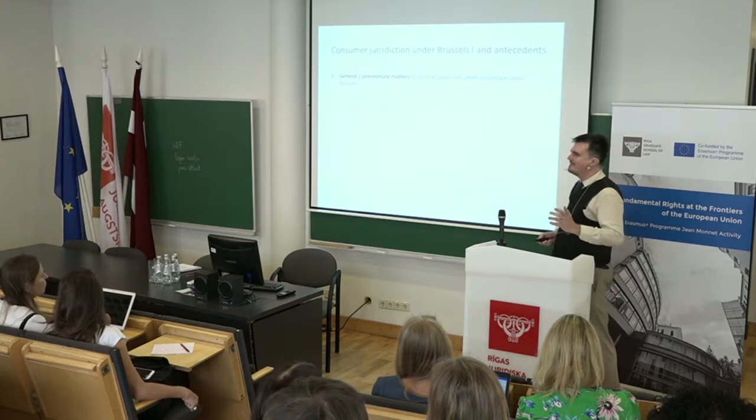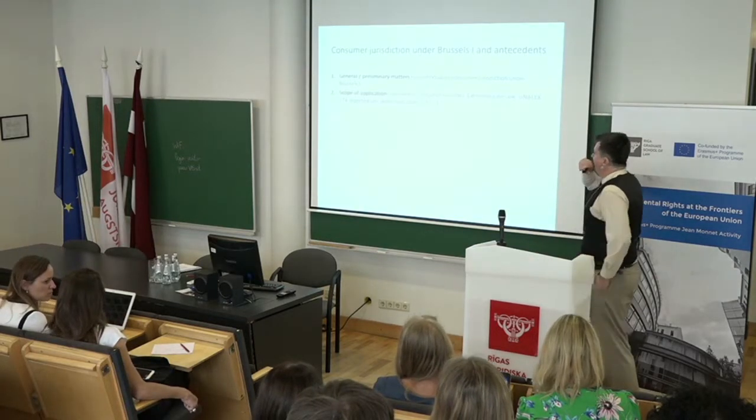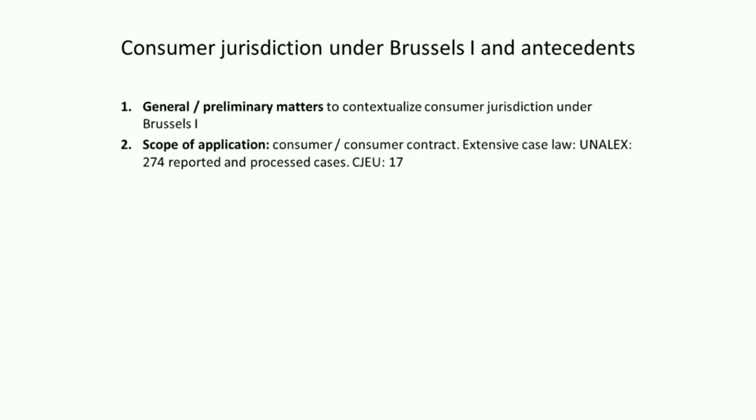Firstly, there are some general or preliminary matters to put consumer jurisdiction rules in context. These are not specifically in connection with consumer protection, but if you don't see the wider context, you will never get to those three articles that actually deal with consumer protection. For example, scope, right? Is the whole case under the scope of Brussels I at all? Then we go to the scope of application of the consumer protective rules. Is the case actually a consumer protection case? Is the case actually a consumer contract?